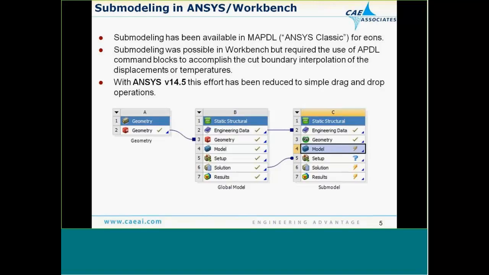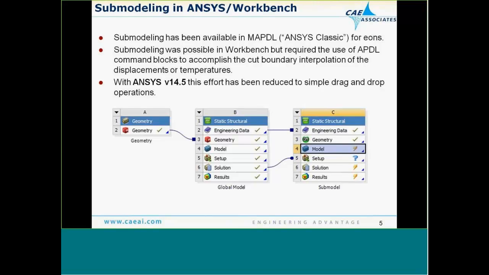As I mentioned a moment ago, submodeling has been available in Mechanical APDL, or what we refer to as the ANSYS Classic interface, for a long, long time. Submodeling was possible in Workbench, but prior to the release of version 14.5, required APDL command blocks to accomplish the cut boundary interpolation. There were two solution phases involved where you had to write out files and then read files back in. It worked reasonably well. It followed the same basic procedure that we use in Mechanical APDL, but it was a little bit cumbersome.